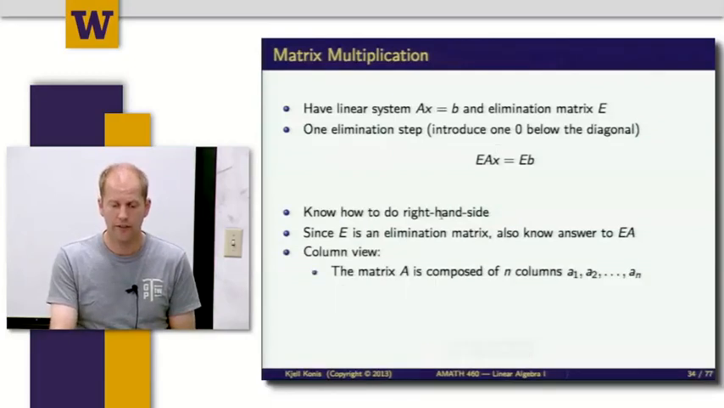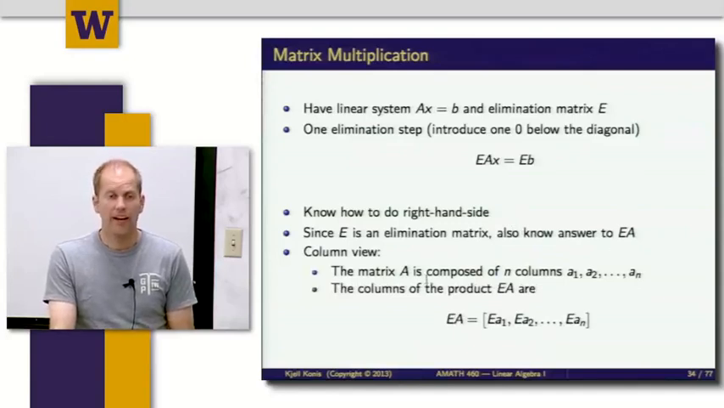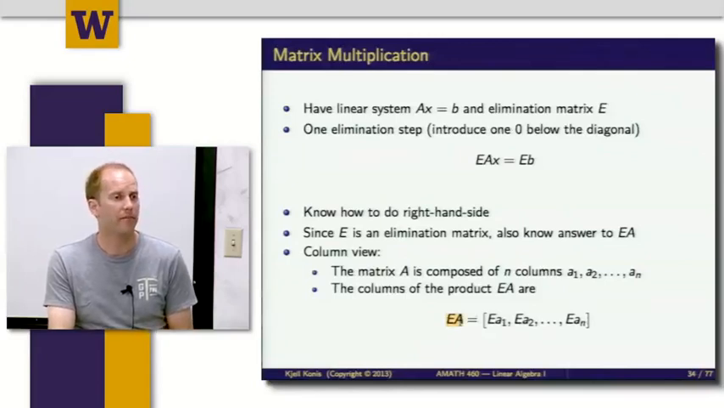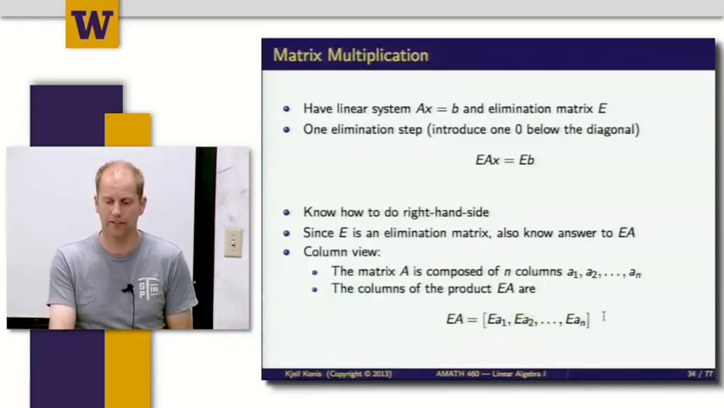So for a column view, I think of the matrix as composed of n columns. So here, A1, A2, up to AN, these are the columns of the matrix A. And I know how to do matrix times vector multiplication. So I could think of one way I might want to represent matrix multiplication. I'll say the answer needs to be E times the first column of A, E times the second column of A, and then each one of those is going to be a vector, and I'm going to put all those vectors back together in a matrix. And so this would then be the answer to my matrix multiplication product, my matrix product E times A.